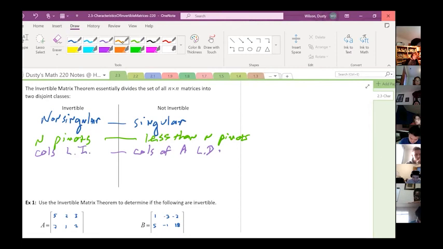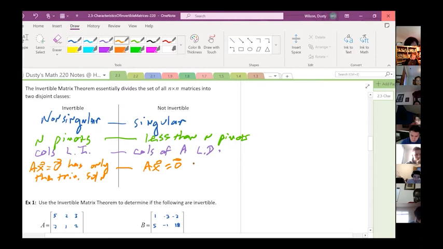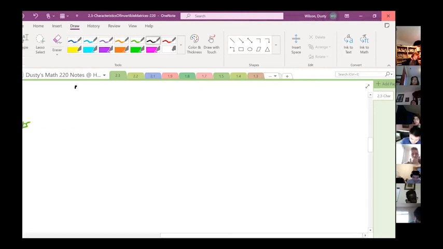We could say that AX equals 0 has only what kind of solutions? The trivial solution. Or you could say that if it's non-invertible, then that would mean that AX equals 0 has non-trivial solutions. Again, these are sort of equivalent statements. I got to keep going. I need more space, so I'm just going to move over. Invertible and non-invertible.